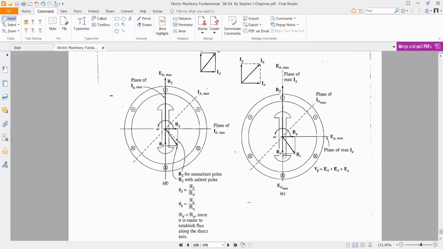Now this magnetic field BD, or this flux, is cutting the armature conductors in this particular direction with maximum strength. So it means that it will induce a voltage in the armature conductors that will be maximum directly under the action of the pole. And since this voltage is produced because of this direct axis magnetic field, it is termed as ED. Similarly, this field BQ will also cause a voltage to be induced in the armature conductors. It is termed as EQ.